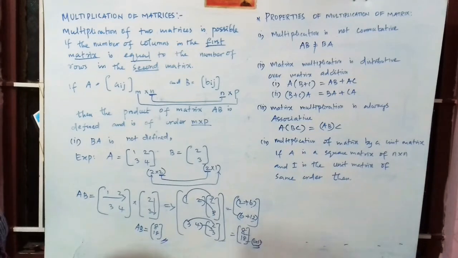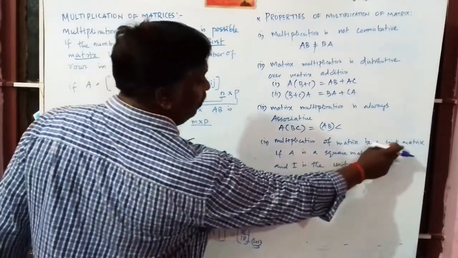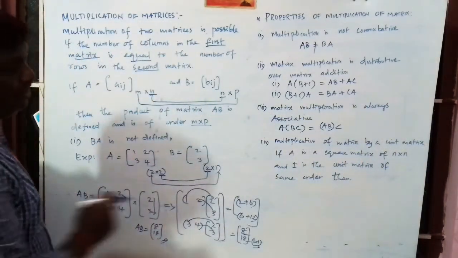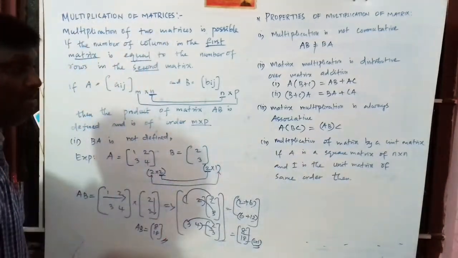Fourth one, multiplication of a matrix by a unit matrix. So how to find the value? Read the conditions very carefully. If A is a square matrix, meaning any 2 by 2 matrix or 3 by 3 square matrix.